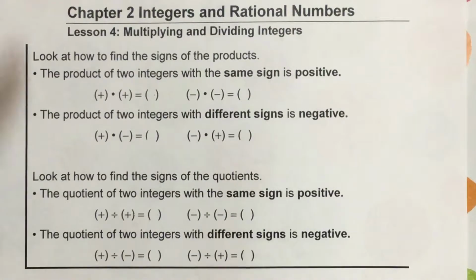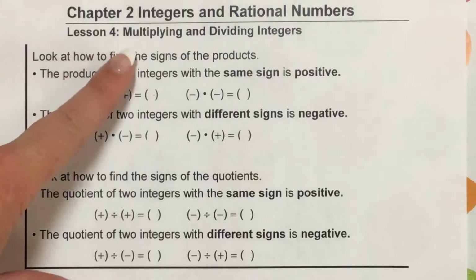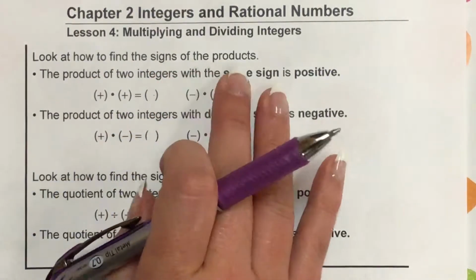All right, ladies and gentlemen, we are back with Chapter 2, Lesson 4. In the last chapters, we talked about adding and subtracting integers. And now in Lesson 4, we're going to be talking about multiplying and dividing integers. So, look at how to find the signs of products.